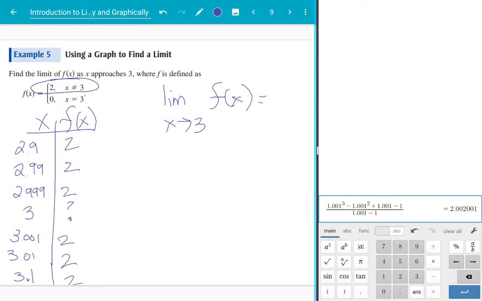So based on the rule of a limit, we are approaching what value this way? We're approaching the number 2. What are we approaching this way? We're also approaching the value of 2. So the limit of the function is going to be 2.